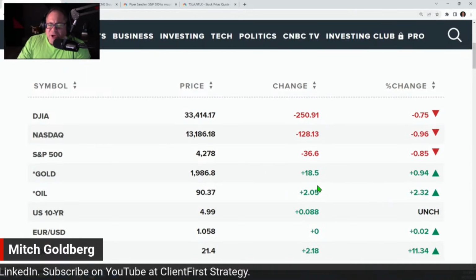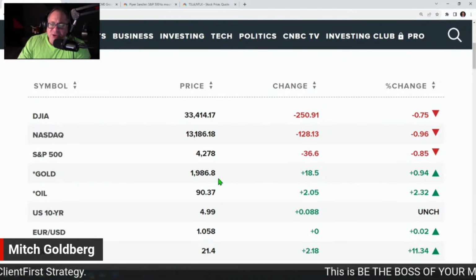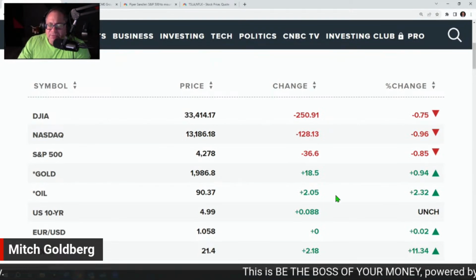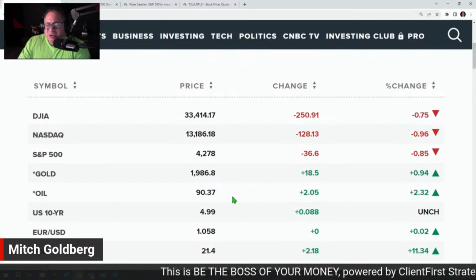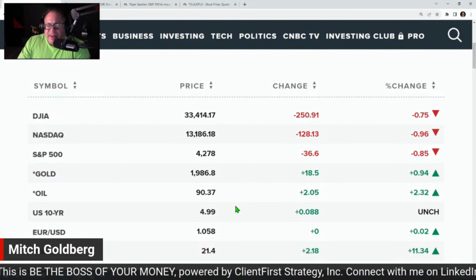Gold, yeah, I did. Gold up 18. Gold is starting to catch a bid finally. It's a stone's throw from 2,000. We'll see if it can hold on to it. Typically, gold hits 2,000. People get excited for about a week, and then it goes back down.